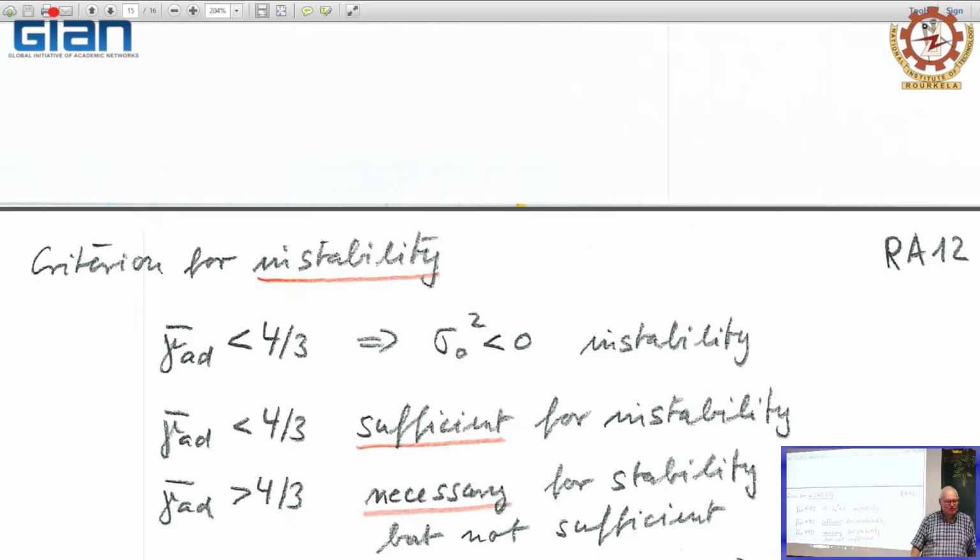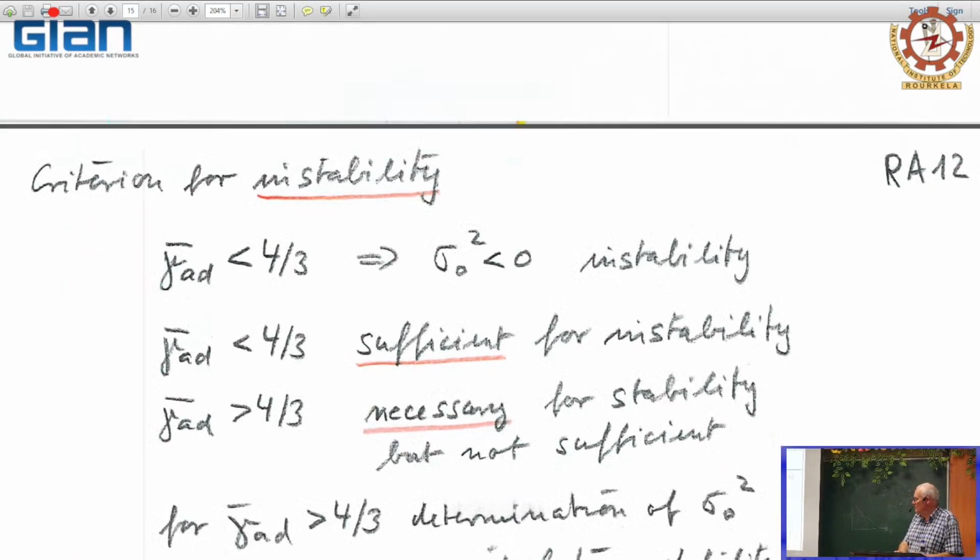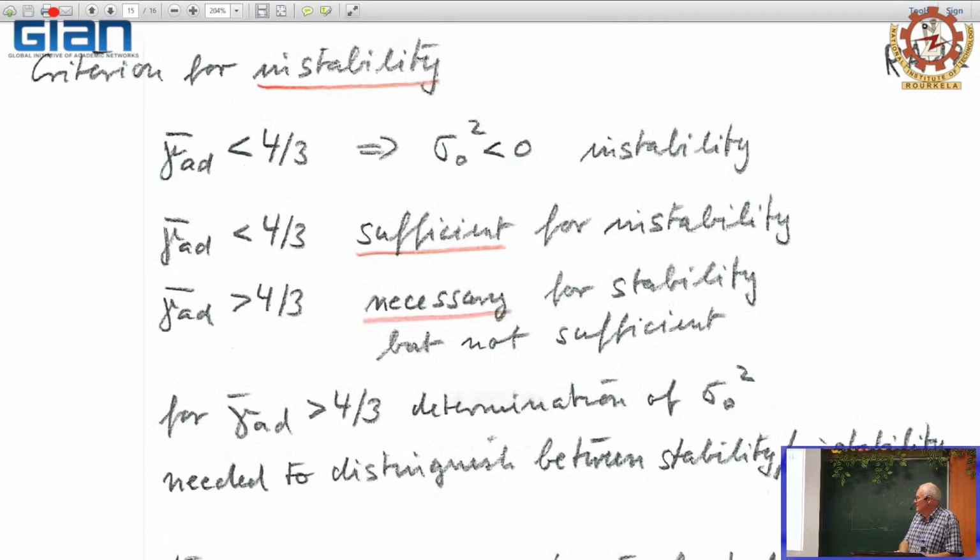Often the terms sufficient and necessary are confused. So be careful once you read papers on that. Okay.